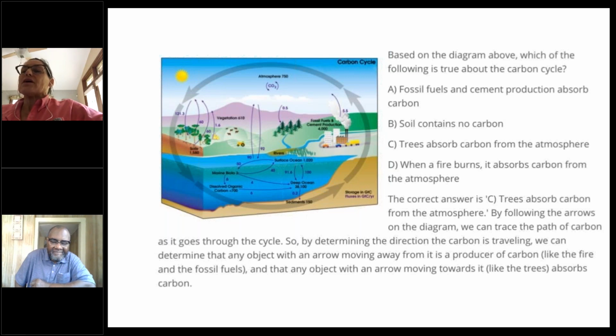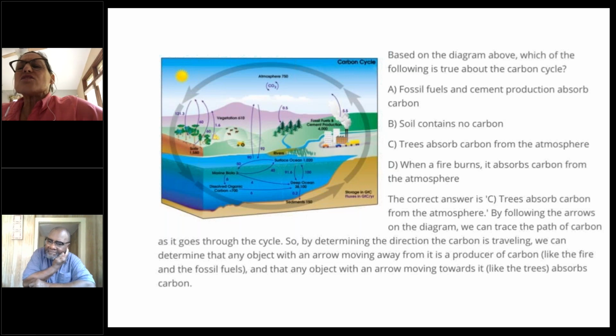Excellent. Okay, so A says fossil fuels and cement production absorb carbon. Well, you know from your own knowledge, you just told me they release it. And if you didn't know that, you could see that little purple arrow pointing up to the atmosphere. That signifies that it's releasing, putting carbon into the atmosphere. So it's not absorbing it, right? So A is false.